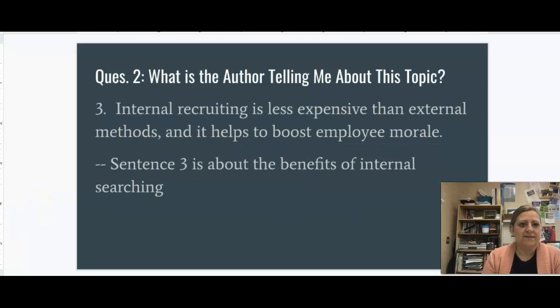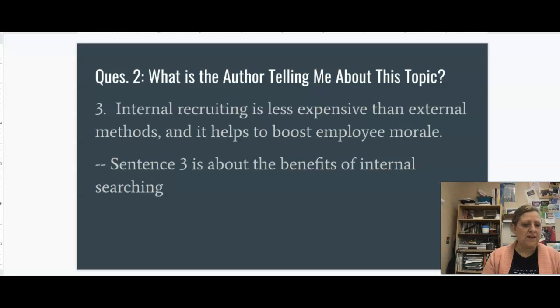Sentence 2, policies of hiring from within emphasize internal sources so that employers consider their own employees first for job openings. So sentence 2 obviously is about searching internally. Companies certainly would want to do that first. The third sentence, internal recruiting is less expensive than external methods and it helps boost employee morale. Talking about a couple of things here. Internal recruiting is less expensive than external methods. It's easier and less expensive to find somebody who already works for your company, already understands the culture of your company, already is known to be a good fit for your company.